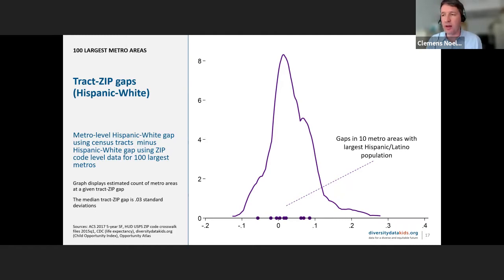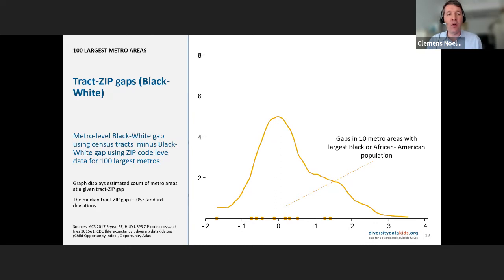So for the most part, drawing these broader inferences seems to work quite well in zip code data. There are some exceptions that we list in the paper. For the black-white gap, there's a bit more. The discrepancies are a bit larger between zip code and census tract data, but again, for most of the largest metro areas accounting for a large share of the Black and African American population, zip code data work quite well.